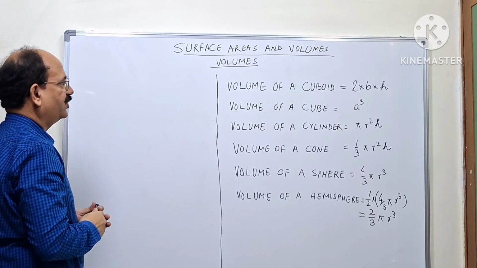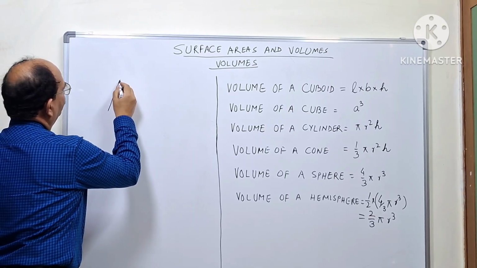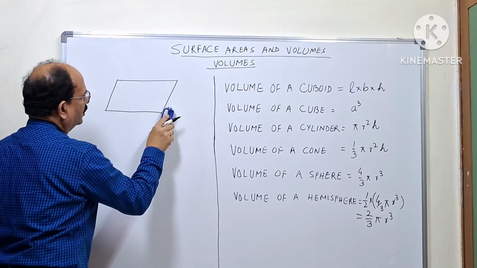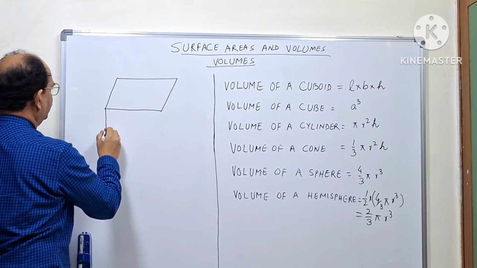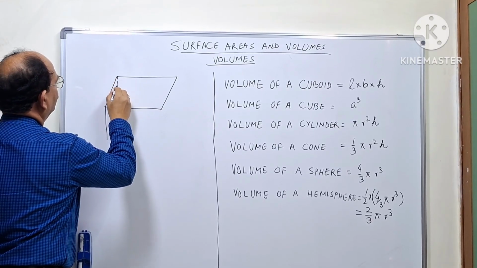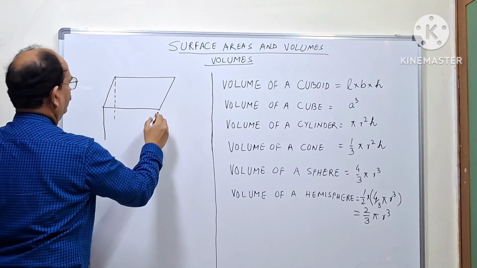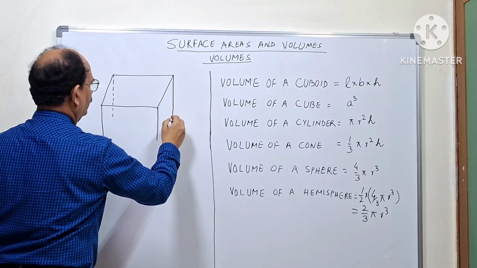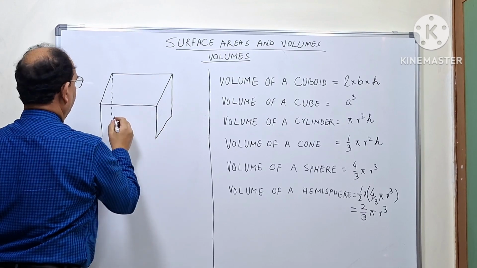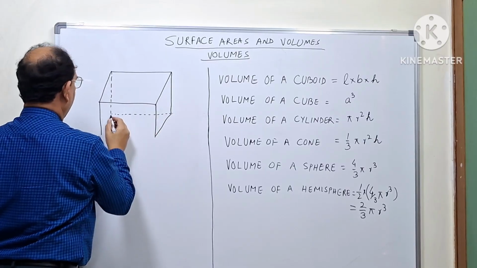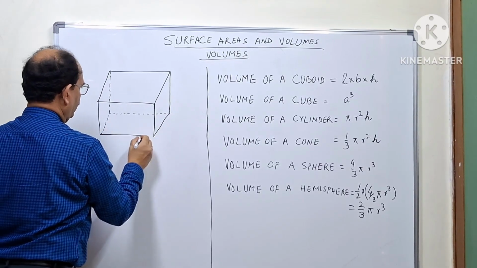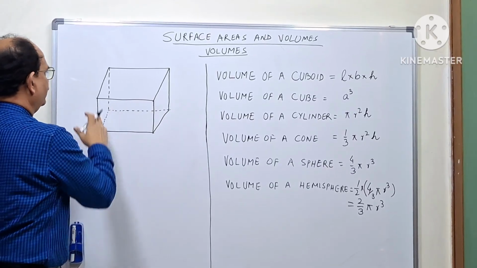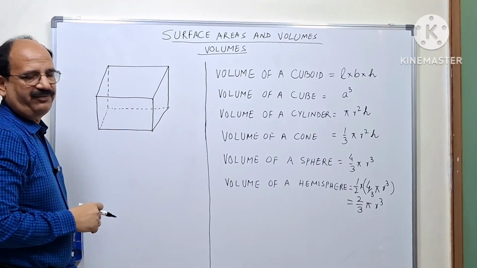Let's take the first example of a cuboid. Let's draw the cuboid. The dotted lines show those edges which are not visible from the front. The solid lines are the edges which are visible from the front.